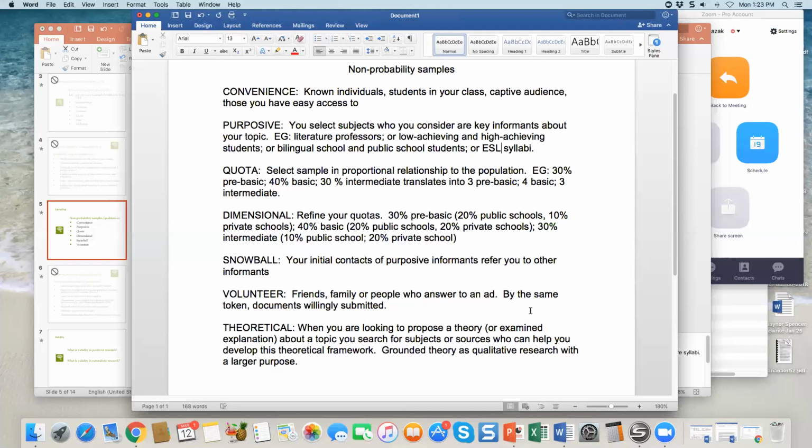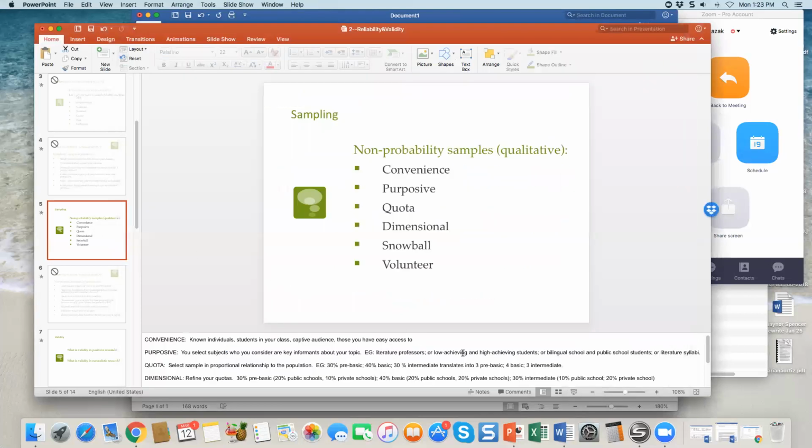And finally, a theoretical sample is when you're looking to propose a theory or an examined explanation about a topic, you search for subjects or sources who can help you develop this theoretical framework. So this is grounded theory as qualitative research with a larger purpose of theory development.